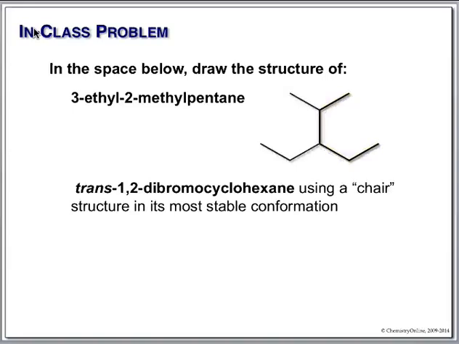Now if you were to name this compound, you could look at this and say, all right, I have one, two, three, four, five carbons. It's a pentane, right? And this thing sticking up, we could call it an isopropyl group. But calling it 3-isopropylpentane would be wrong. Why?